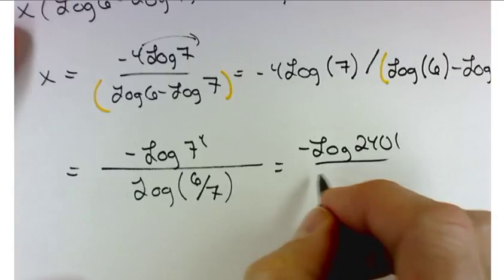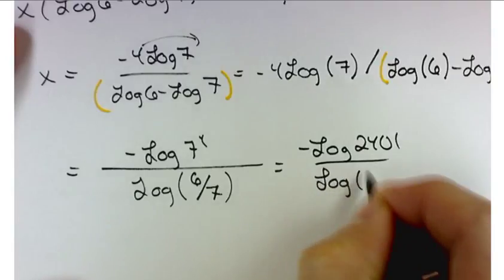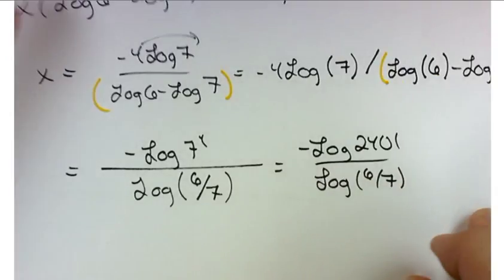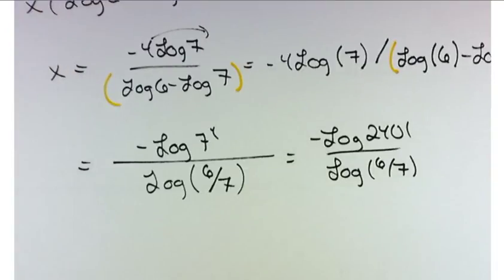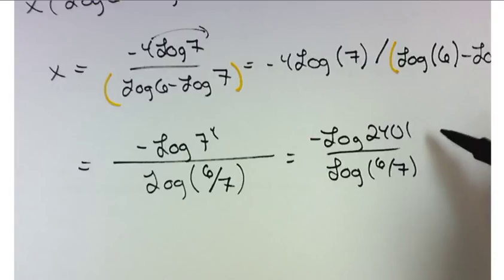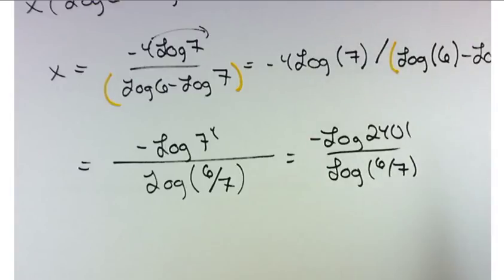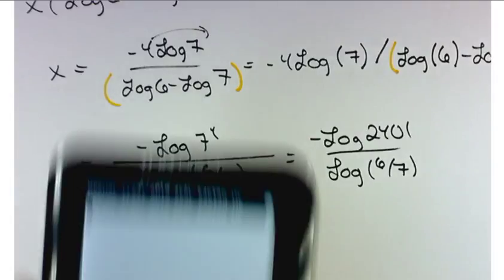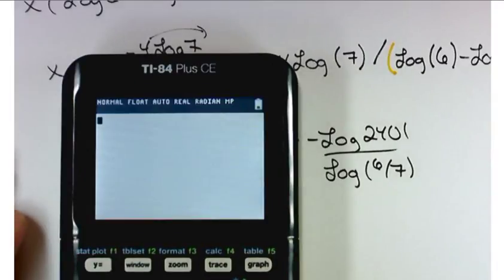So with a little bit of work, I can rework the expression. And I think it's going to be easier to plug this into my calculator as opposed to what I had to do up here. Minus log of 2401 divided by log of 6 divided by 7.